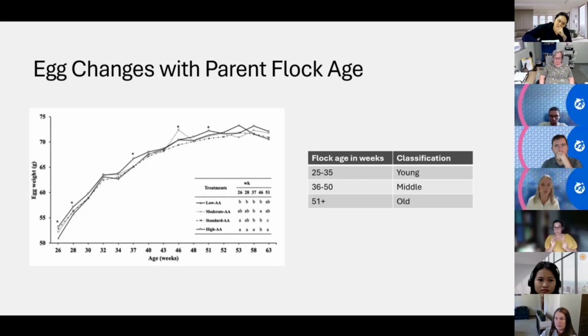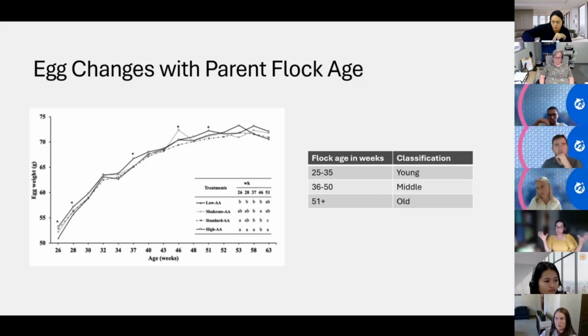I have a question. What did you say about the egg yolk size? Is it bigger for the older hens? It's bigger as the egg gets bigger. Okay. Because of the age, the egg yolk gets bigger, and the egg white stays relatively the same. Yes. Okay.